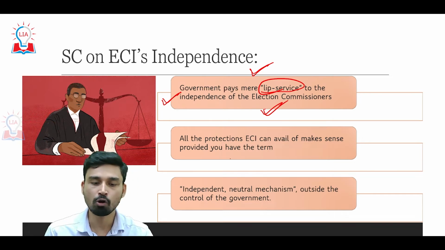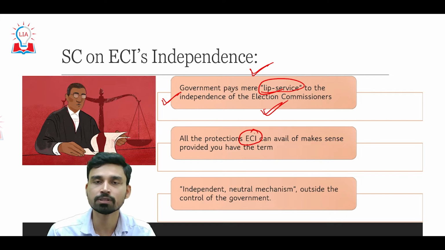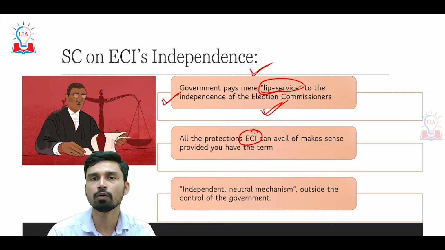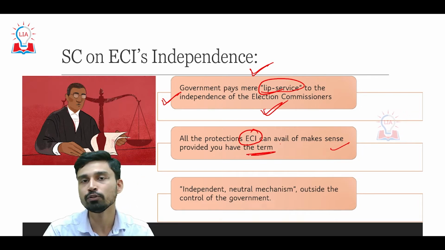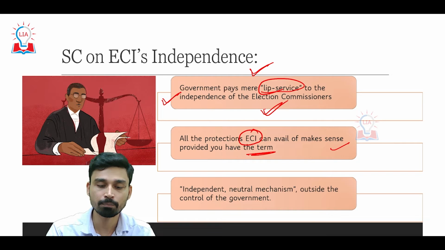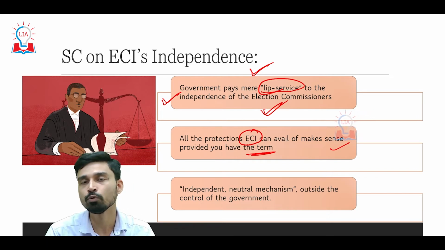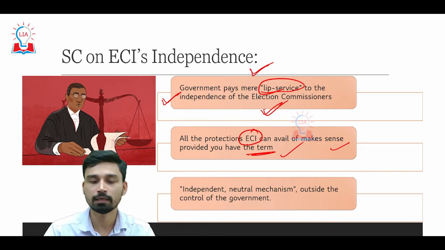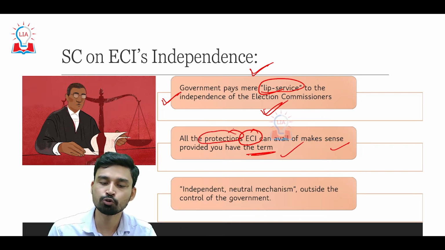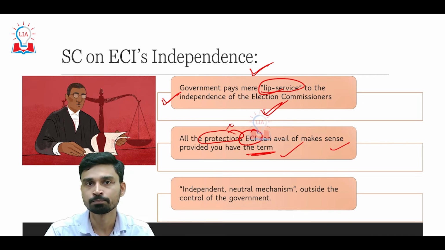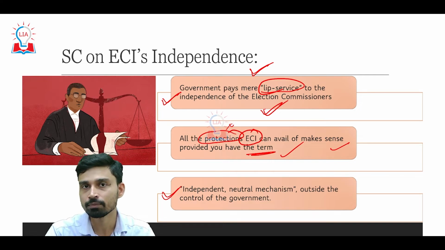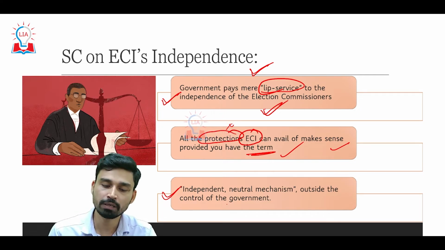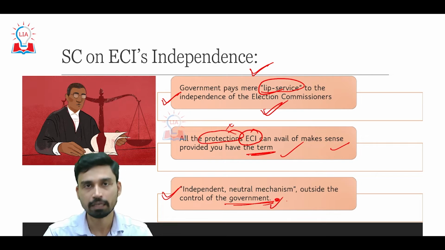The Supreme Court has said that all the protections given to election commissioners in terms of their tenure and their removal can only make sense if they actually enjoy the office till their complete term. But if you look at past instances, very few election commissioners have been able to hold the office and complete their tenure. So all the guarantees or protections given to them by the Constitution of India basically fail in that. Thus, the Supreme Court has said that there is a need for an independent, neutral mechanism to appoint election commissioners, which should be outside the control of the government.